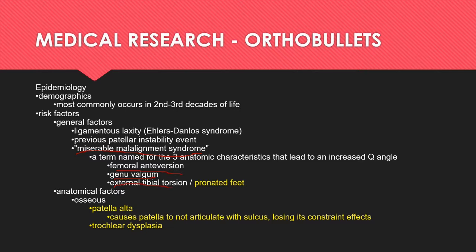External tibial torsion and pronated feet will also contribute to an increased Q angle at the knee. And we know from our examination of the examinee, she had pronated feet. In fact, she had corrective orthotics for the correction of overpronation of the feet. So here's at least one risk factor related to our particular examinee.